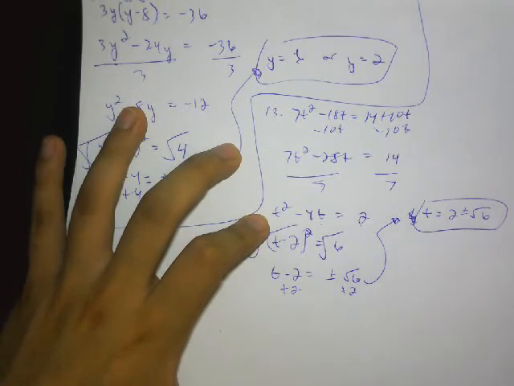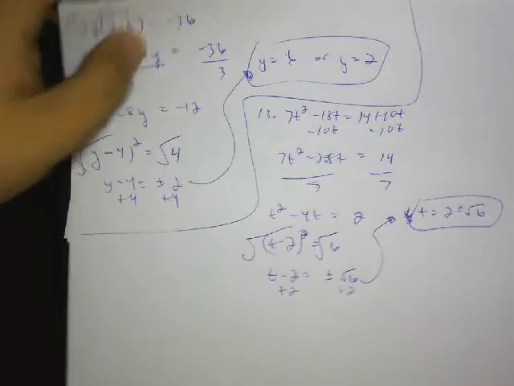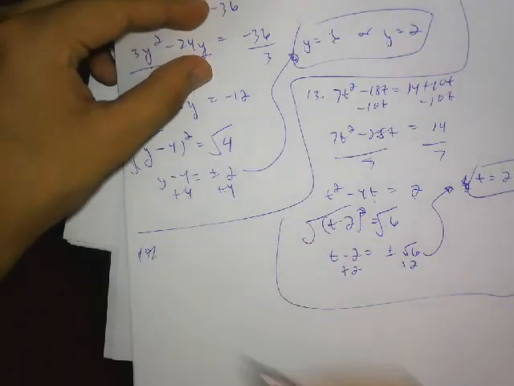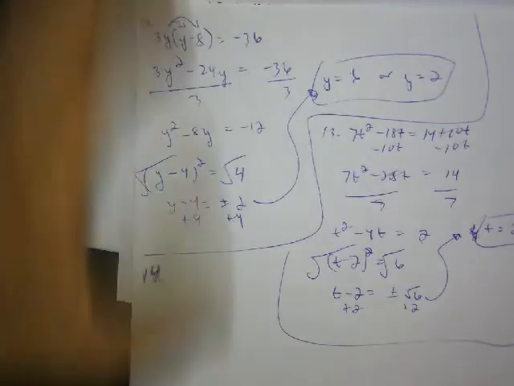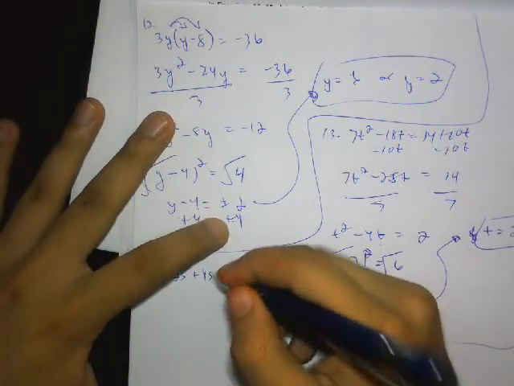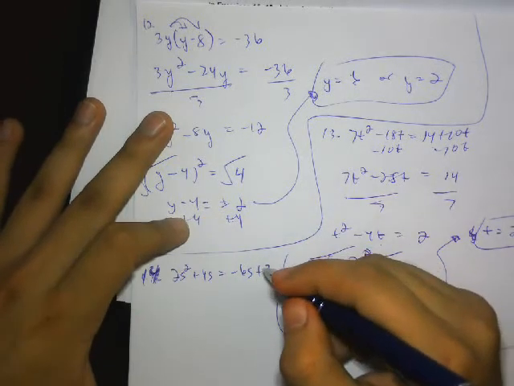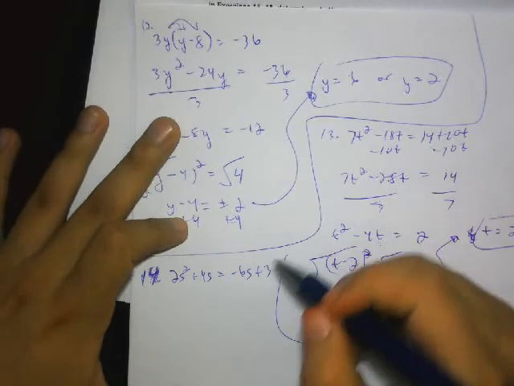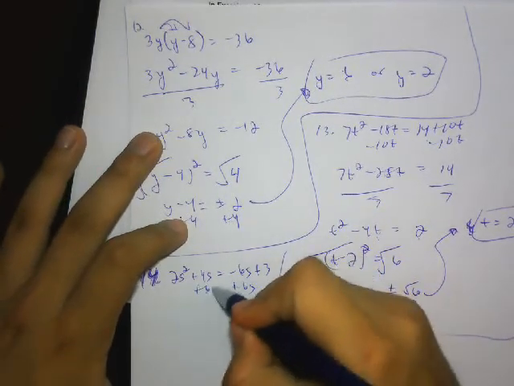Number 14 is 2s squared plus 4s equals negative 6s plus 3. Again, we want all s's to one side, so add 6s to both sides. That's 6s. 2s squared plus 10s is equal to 3. Divide out the 2. s squared plus 5s is equal to 3 over 2.